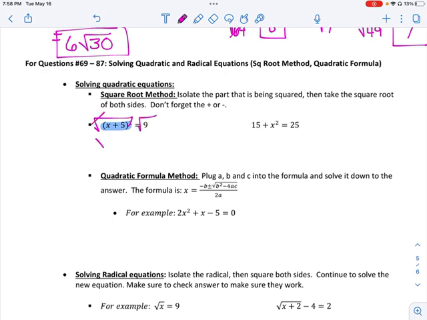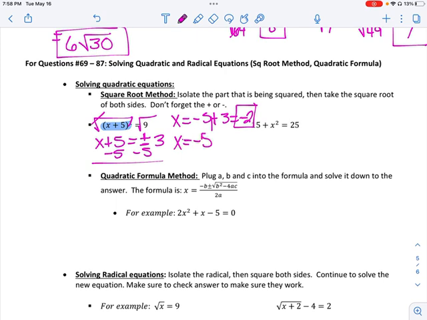Remember that cancels, and that would leave me x plus 5. Now, be careful here. Do not forget that inserts a plus or minus 3. The square root of 9 is 3. You have to put the plus or minus in. Now we're going to subtract 5 from both sides. So what we end up with is x is equal to negative 5 plus 3, which is negative 2. And then we also have the negative of that, which is x equals negative 5 minus 3, which is negative 8. So that's how we do that process.